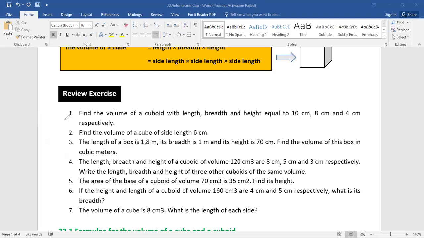I have told you here how to find the volume of a cube and a cuboid. Try to do the first one and send me the answer. Find the volume of a cuboid with length, breadth, and height equal to 10 centimeters, 8 centimeters, and 4 centimeters respectively. This is a cuboid, and do the second one as well. Send me the answers for both of them.